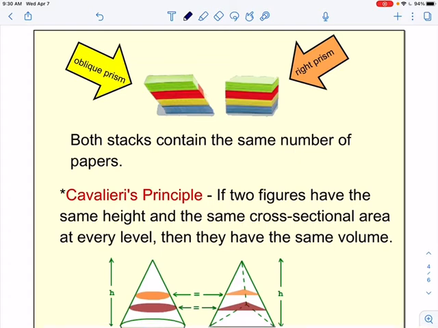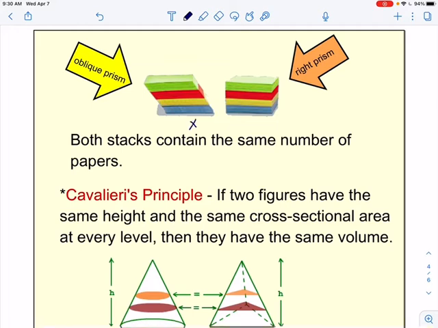So you can see here in the color, both stacks contain the same number of papers. You have the same number of blue papers on the left and blue papers on the right, the same number of yellow paper on the left and yellow paper on the right, red, red, green, green. So we have this thing called Cavalieri's principle. And what that says is if 2 figures have the same height and the same cross-sectional area at every level, then they're going to have the same volume.